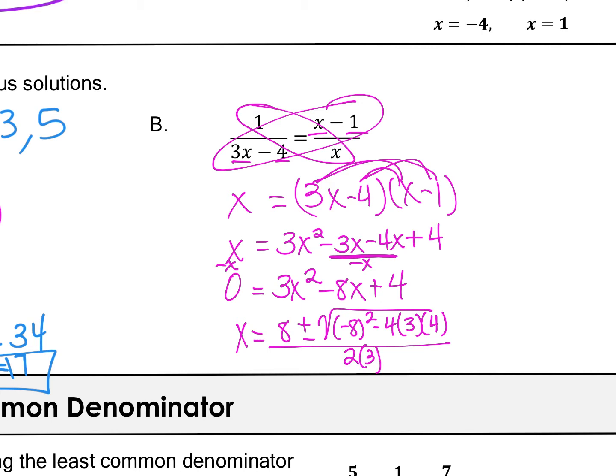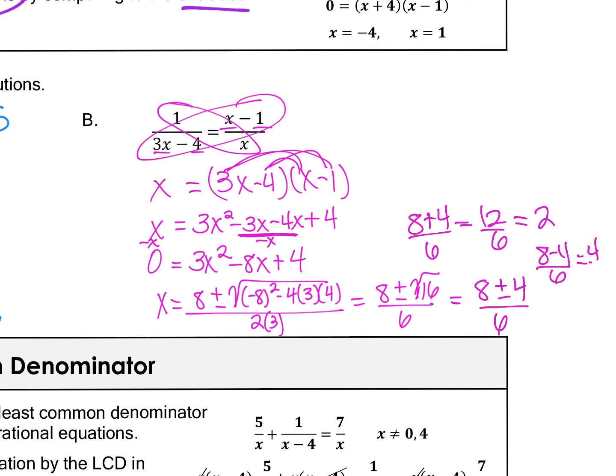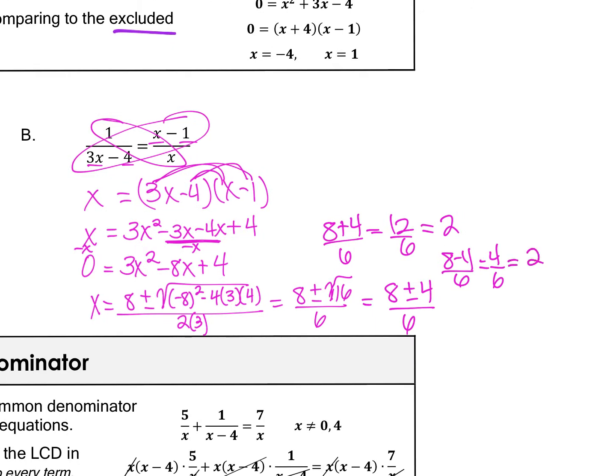So working out underneath the square root, you should get 16. And then the square root of 16 is 4, so you should have 8 plus or minus 4 over 6. So you have to break that into 2. 8 plus 4 is 12. So that gives you a 2. 8 minus 4 is 4 over 6, which reduces to 2/3. So we have two solutions here. x equals 2 and 2/3.